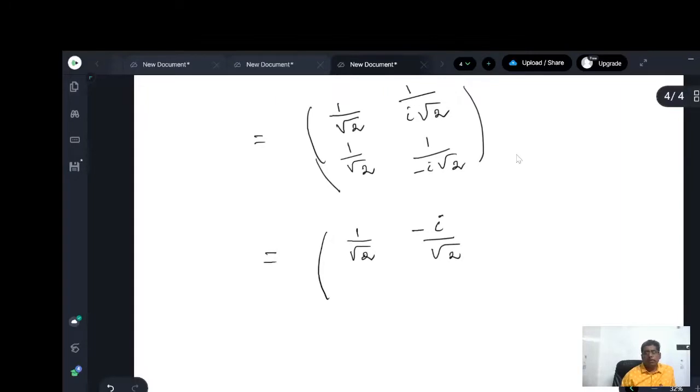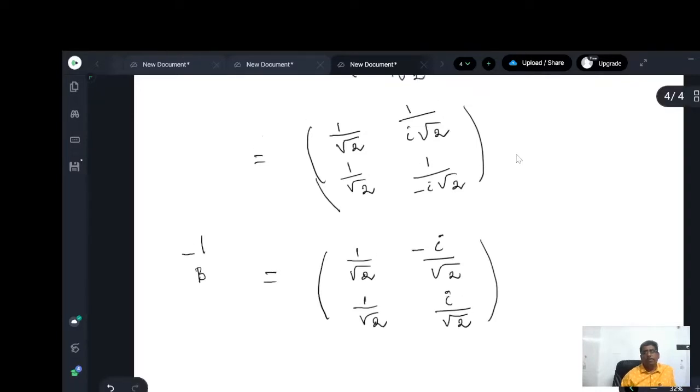Here this is 1 by root 2. Here i by i, i by root 2. Multiply the numerator by i, the denominator by i. i divided by i squared minus 1, already one minus sign is present, so i divided by root 2. This is the value of B inverse.